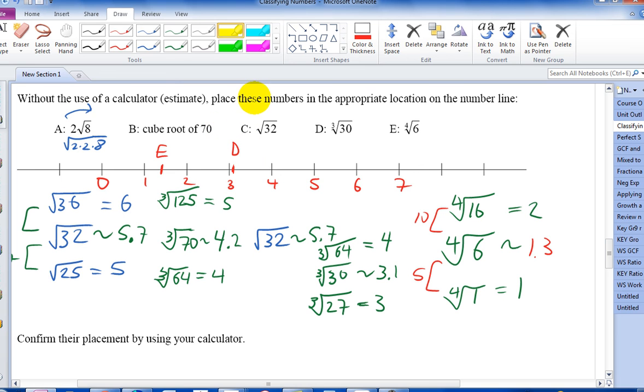Now C and A are exactly the same, so they'll go in the same spot. So that's 5.7. So I would put that right here. A and C. So I'm not at 5.5, folks. Absolutely not at 5.5. You've got to make sure you're not there. I'm a little bit closer to the 6. Okay. And the last one is B, cube root of 70, 4.2. I'm going to be just a little bit above the 4. And so there's B. In between the 4 and the 5, but a lot closer to the 4.